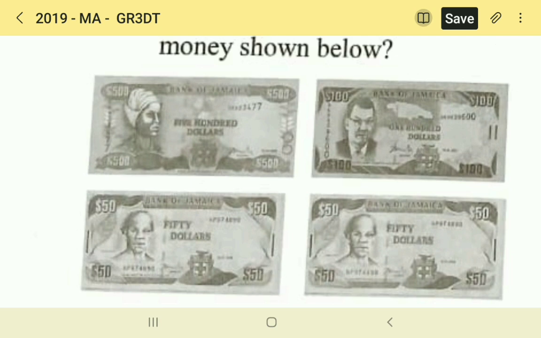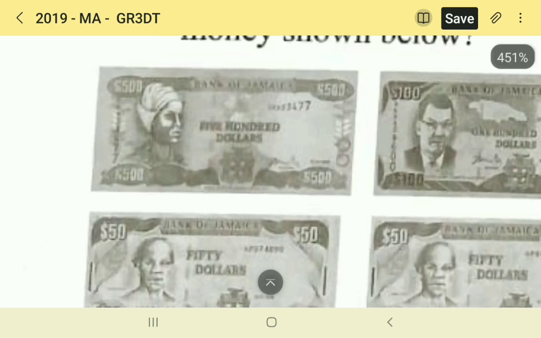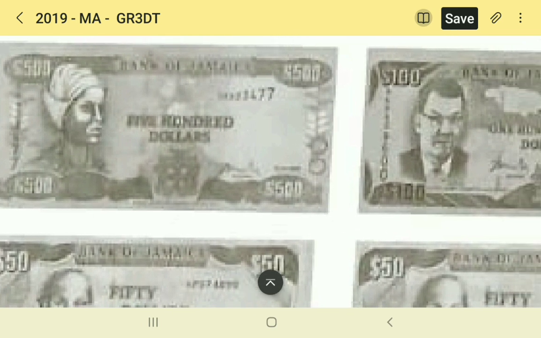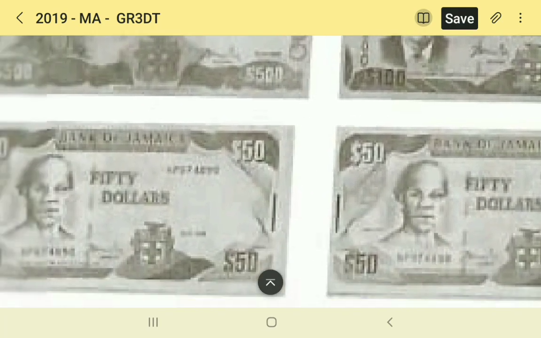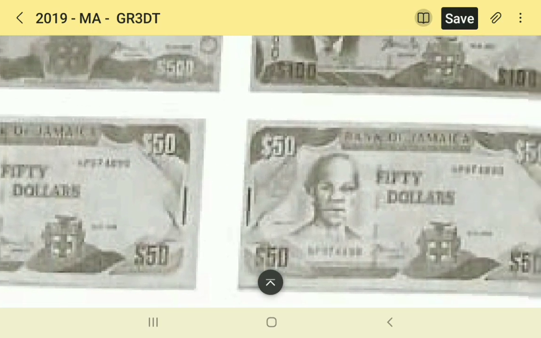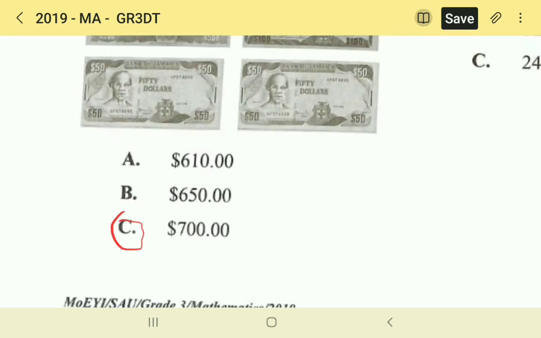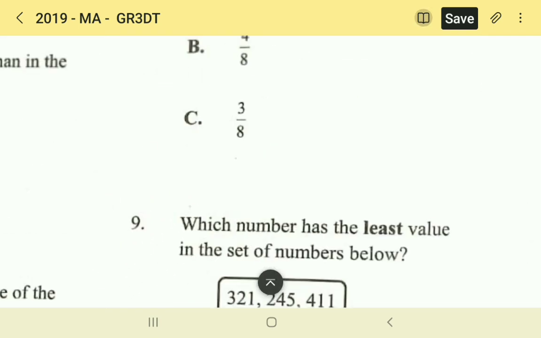So let's go now. What's the total value for this one? Let's zoom up properly so we can see. We know Nanny is on the 500. So here is Nanny, that's a 500 plus 100 is 600 plus 50 is 650 plus another 50 is $700, and $700 is at C. Moving on to number 8.